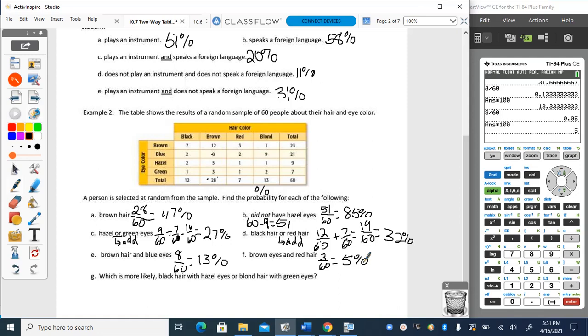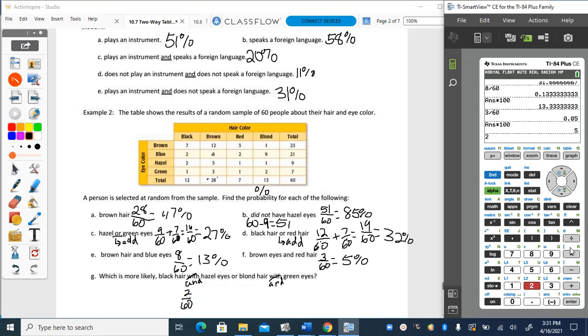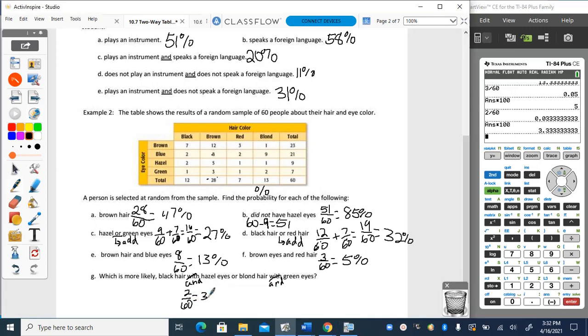All right. So now we want to know which is more likely. So we have black hair with hazel eyes. So that with is just another way of saying and. Black hair with hazel eyes, or blonde hair with and green eyes. So that means we have to find the probability of both. Let's do black hair, hazel eyes. So that would be 2 over 60. And then what's 2 divided by 60? Well, that's 0.03 repeating times 100. So that's 3.3 repeating. So that's just 3%.